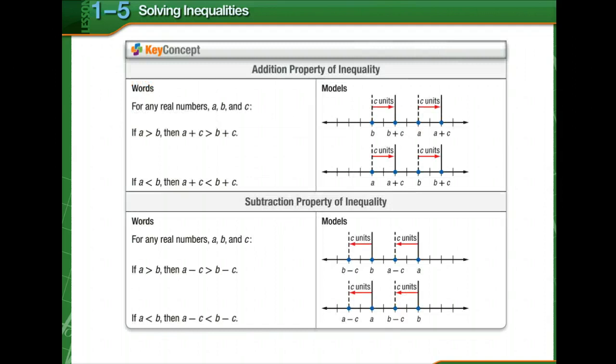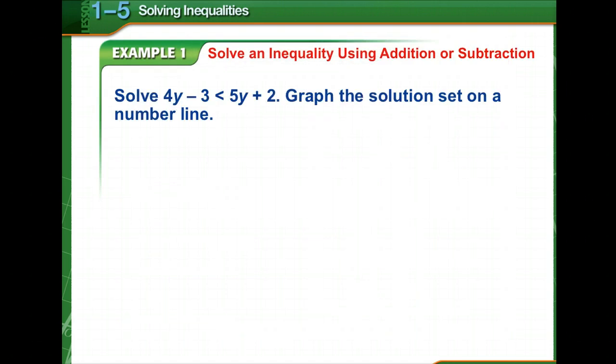And the key concept. I know this looks a little bit confusing, but in essence, this key concept tells us that adding the same number to or subtracting the same number from each side of an inequality does not change the truth about the inequality. So these properties can be used to solve inequalities. The solution sets of inequalities in one variable can be graphed on number lines. So let's look at an example.